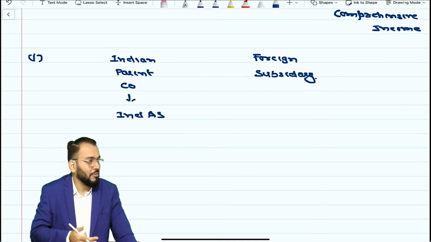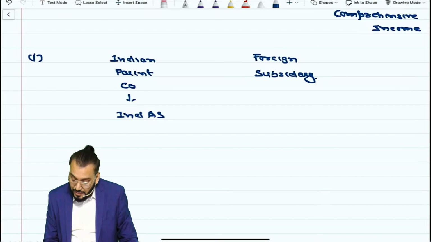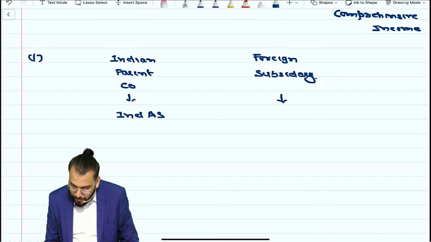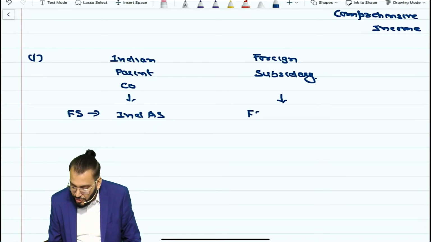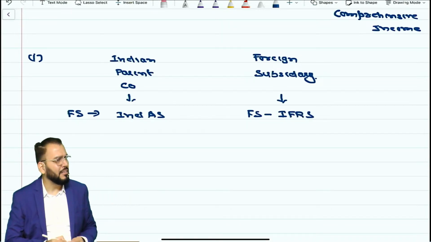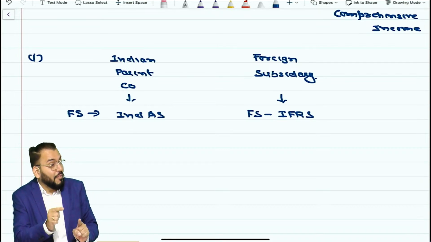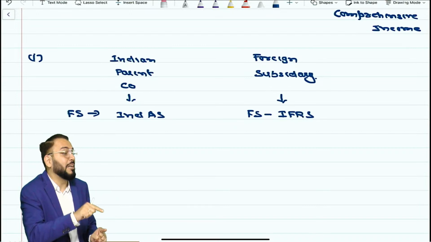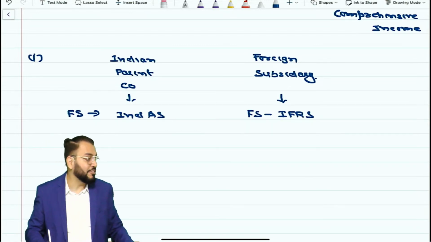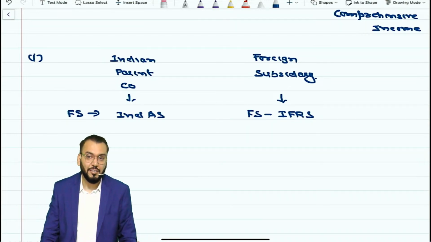No, they will not follow. They will prepare their financial statement based on their own country's law. Let us assume they are applying IFRS. So they will prepare as per IFRS. Now we can't say the financial statement prepared as per IFRS is the same as the financial statement prepared as per Ind AS, because there are some differences.